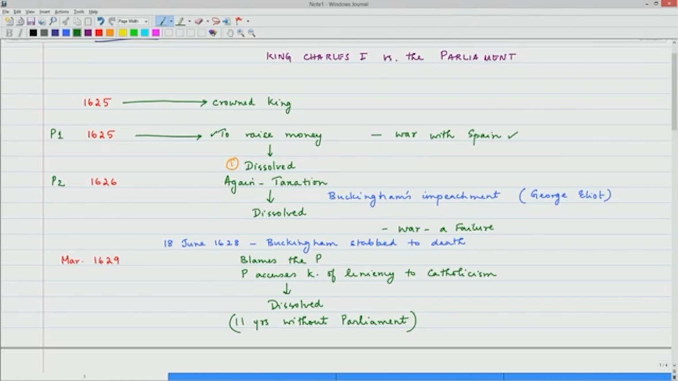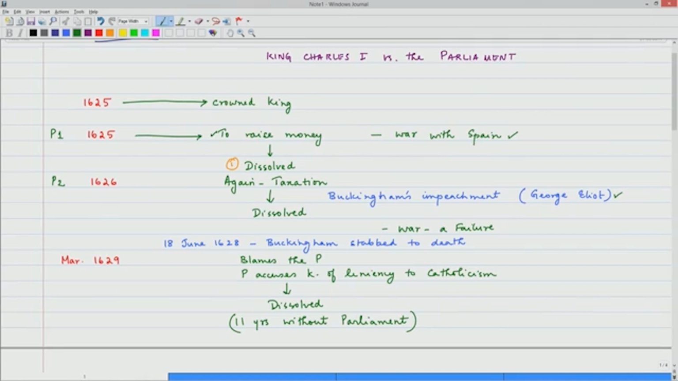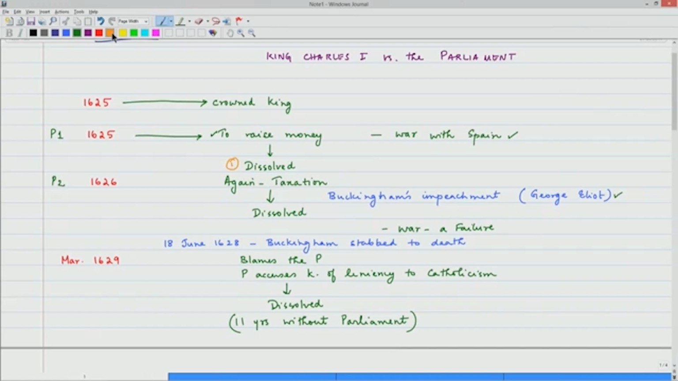more taxes. But at this point of time, there is also the emergence of this particular figure, George Eliot, who demands Buckingham's impeachment in order to raise more taxes. Because they all knew that George Villiers, or the Earl of Buckingham, had become a profound influence on Charles I, and there were ongoing allegations against Buckingham's influence in all of these decisions and the policies of the state. So Charles I obviously does not agree to the impeachment of Buckingham, and he also fails to restore the confidence of the parliament, and we find him dissolving the parliament for the second time.